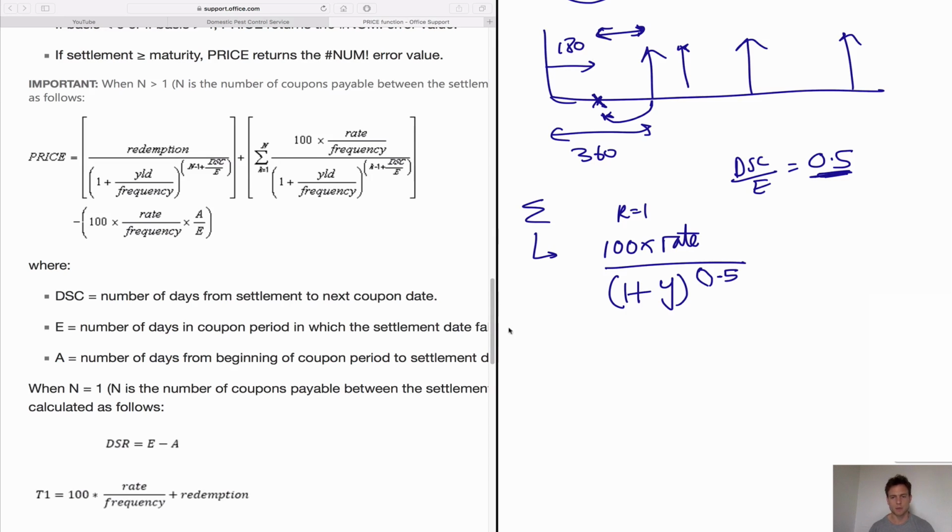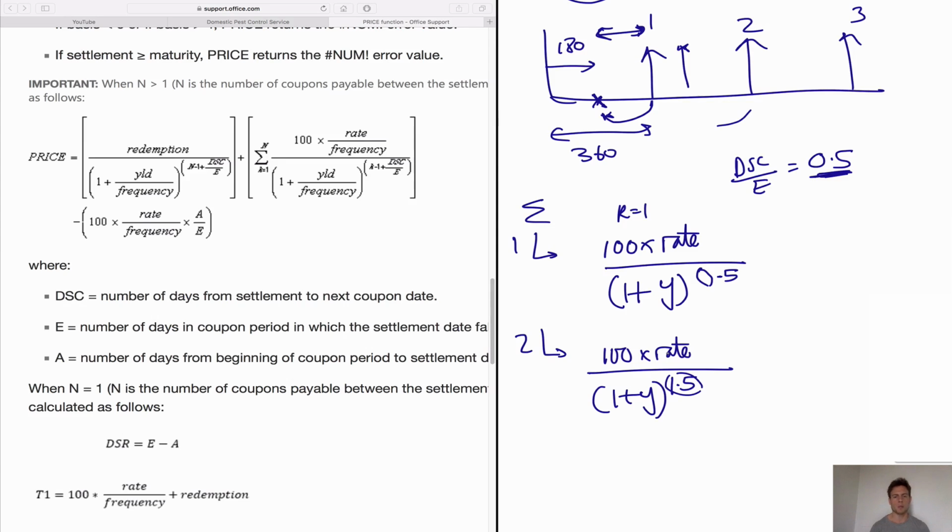And if you take the second cash flow, hopefully it should be coming clear now, that's the first cash flow. Second cash flow, we say, so the actual amount that we're getting is still the same, right? It's 100 times the rate, coupon rate, right? Divided by 1 plus the yield to the power. So K equals 2, so 2 minus 1 is 1, plus DSC over E is 1.5, right? So again, the second cash flow, right, which appears here, is exactly 1.5 years away from our settlement date, and that is the exponent that we're using to discount the cash flow.